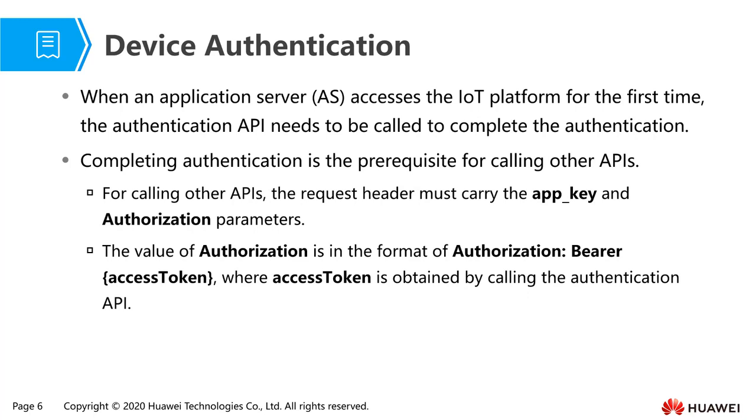When an application server accesses the IoT platform for the first time, the authentication API needs to be called to complete authentication. Completing authentication is the prerequisite for calling other APIs. For calling other APIs, the request header must carry the app key and authorization parameters. The value of authorization is in the format of authorization bearer access token, where access token is obtained by calling the authentication API.